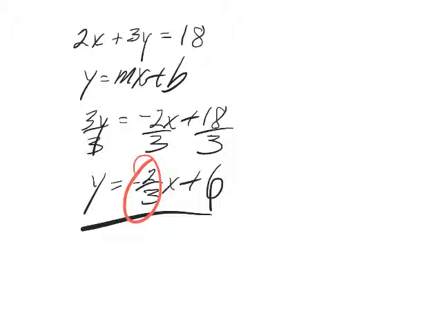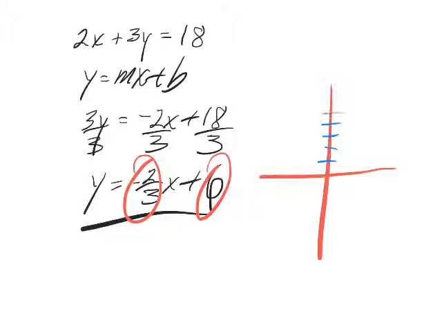There's your slope and there's your y-intercept. So you've got a graph like that, and you count up 6 points, and that's where it crosses the y-axis. Then the slope says we go down 2 and over 3. Down 2 and over 3. And we get a graph that looks like that. It's going from left to right downhill, and that's what that negative sign tells us.